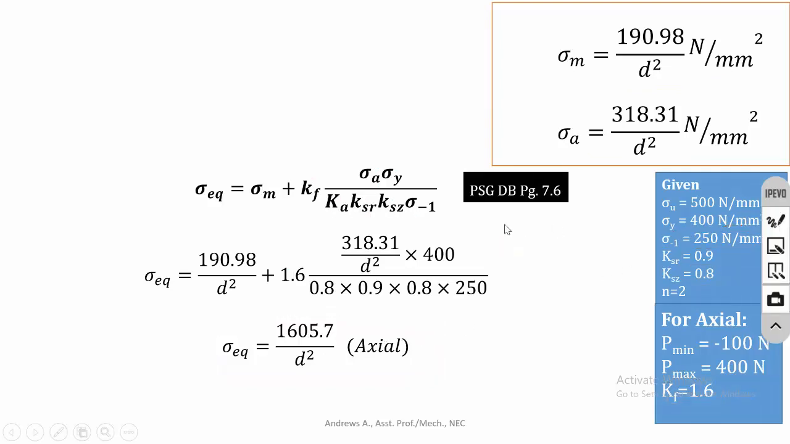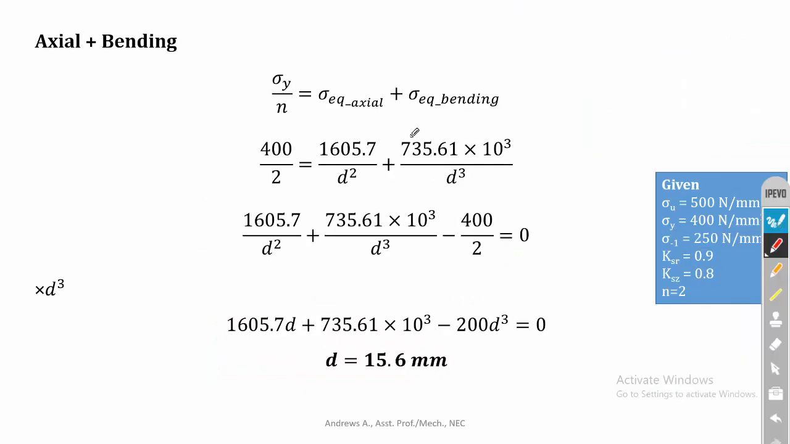Now we have to combine these two equivalent stress values. This comes under case 1, that is axial and bending. So we can add the two equivalent stresses to calculate the diameter. The equation is sigma y divided by n. This equation will not be there in your data book, so just remember it. Sigma y divided by n is equal to sigma equivalent for axial plus sigma equivalent for bending. Sigma y is given in the problem, it is 400, and the factor of safety is 2.